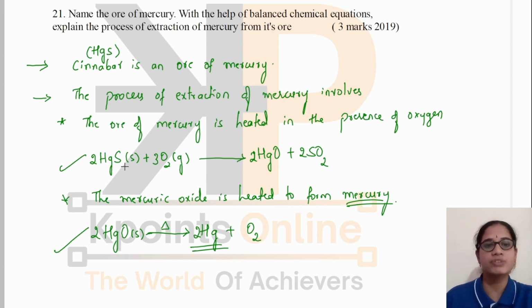In the first step, we heat the ore of mercury in the presence of oxygen to form mercuric oxide, and then mercuric oxide is converted into mercury just by heating, as mercury is not that reactive a metal. It is a metal of low reactivity. Even just by heating it will lose oxygen to form mercury.